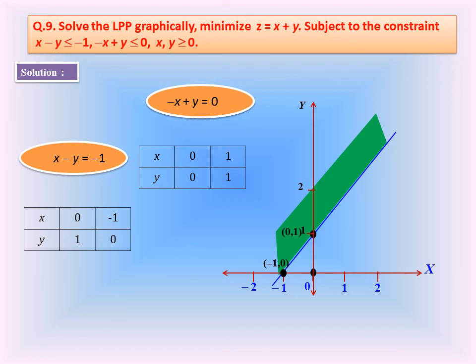And next points are (0, 0) and the arbitrary point (1, 1). Joining these 2 points. Here consider a point which does not lie on the line joining (0, 0) and (1, 1). Consider (1, 0). Substituting x equal to 1, y equal to 0, we get minus 1 is less than or equal to 0, which is a true answer, hence shading towards the origin.